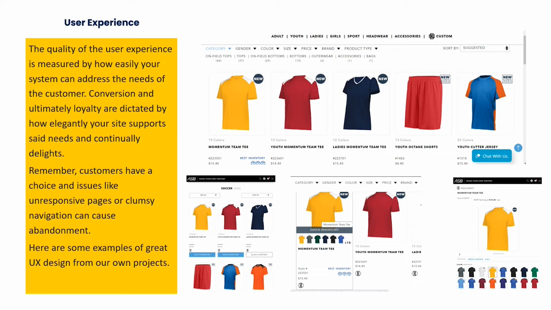Conversation and ultimately the loyalty are dictated by how elegantly your site supports the need and continually delights, right? So remember, customers have a choice, and issues like unresponsive pages or clumsy navigation cause people to leave the website or other application when they see that. So this is an example.